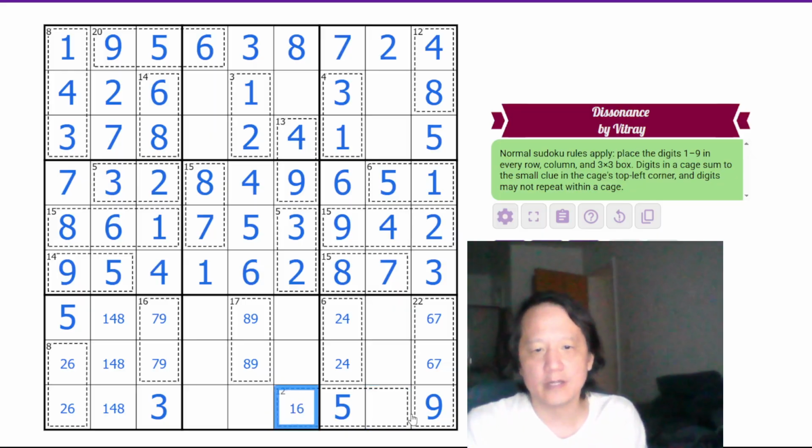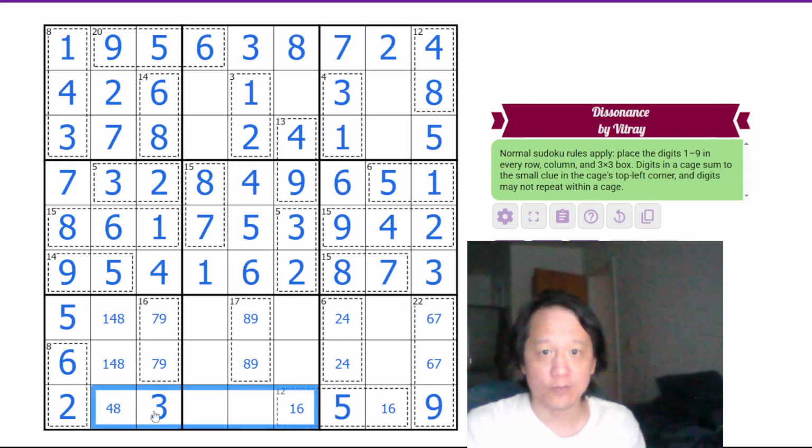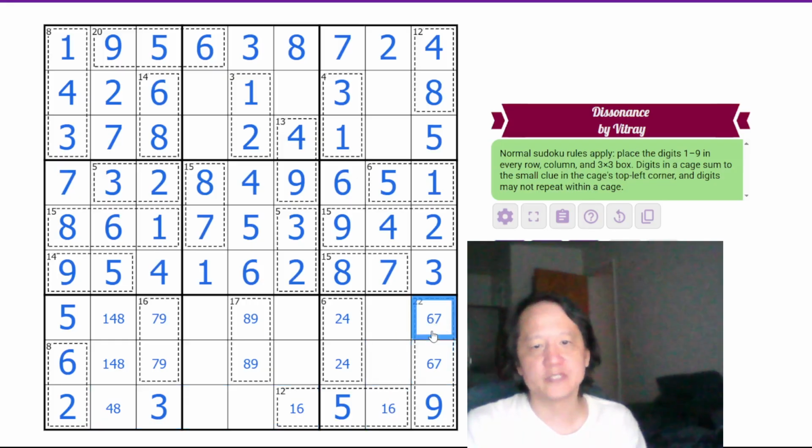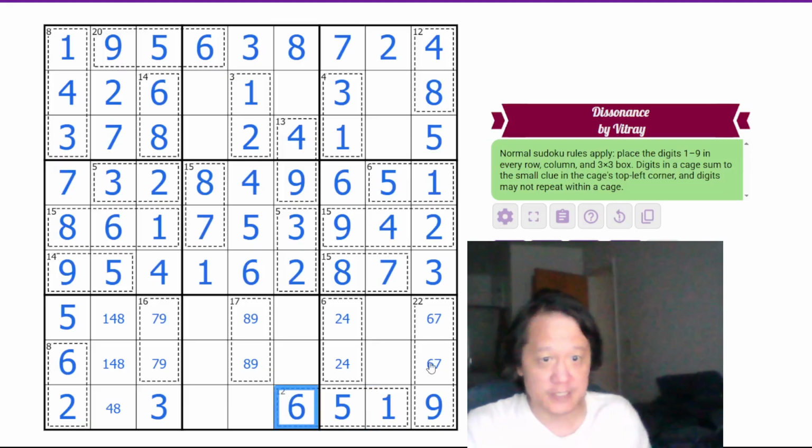That eliminates 1 and 6 in the rest of the row, which means this can't be 6. That's 2, which makes this 6. 1 can't be here anymore because of 1 in the row. This can't be 6 because of the 6, 7 pair in the box, so this is 1, which makes that 6.